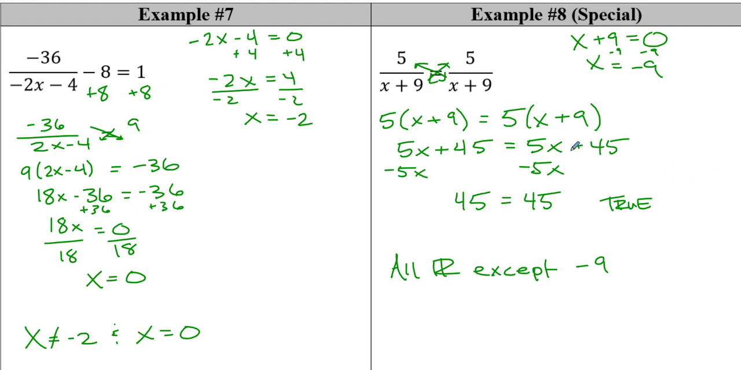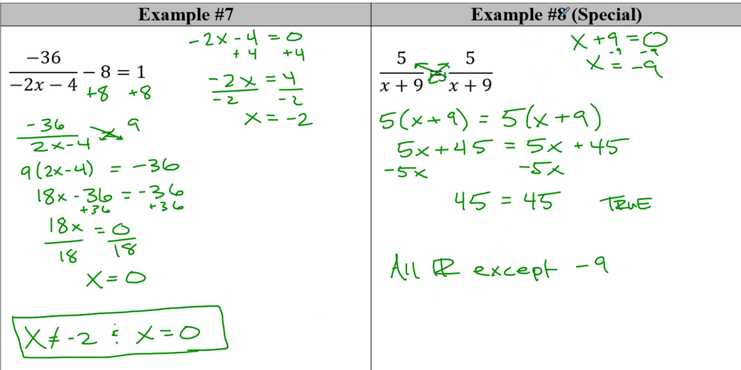All right, thanks for pausing the video and trying. We are back. Example number 7, I set my denominator equal to 0 and found out that x cannot equal negative 2. Put that down here, and then when I did my cross multiply, I ended up with x equals 0. So that is my solution set right there.